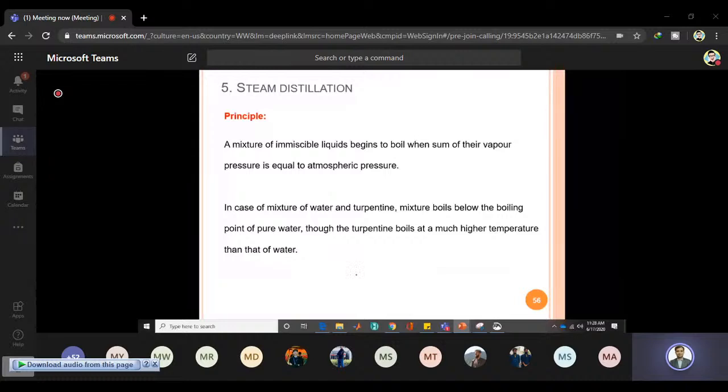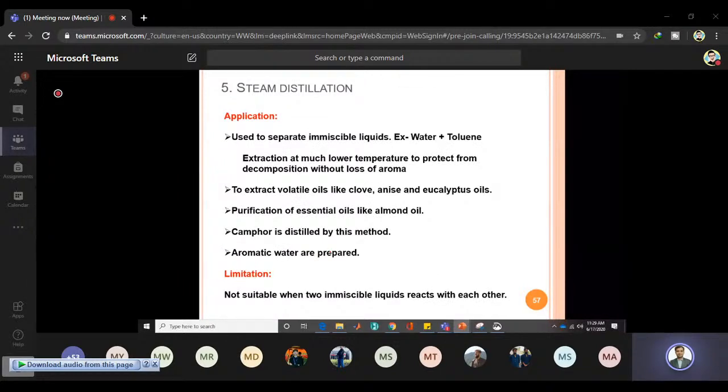In the case of a mixture of water and turpentine, the mixture boils below the boiling point of pure water, though the turpentine boils at a much higher temperature than the water. Applications: used to separate immiscible liquids, for example, water and toluene. Extraction at a much lower temperature protects from decomposition without loss of aroma.